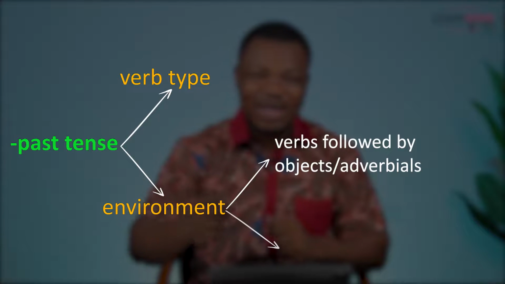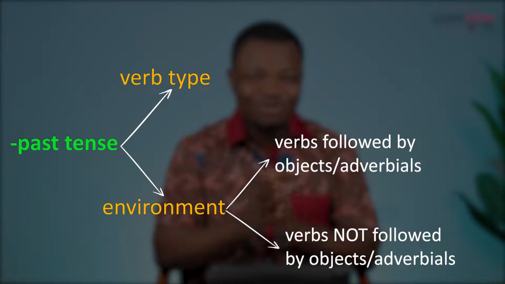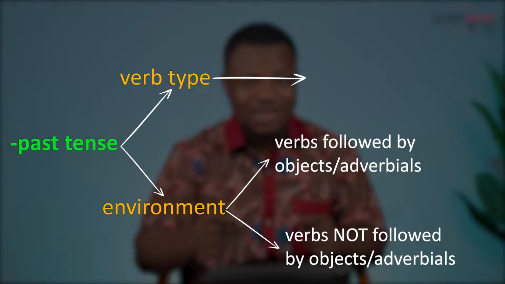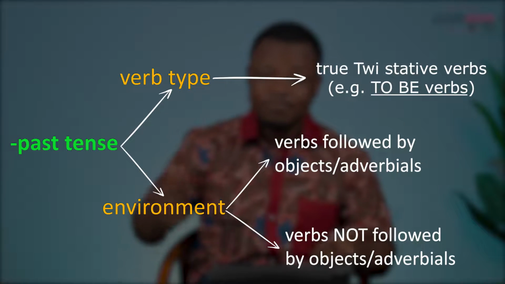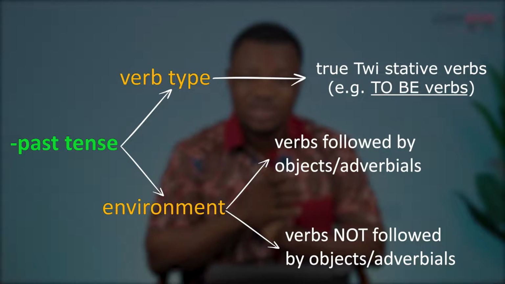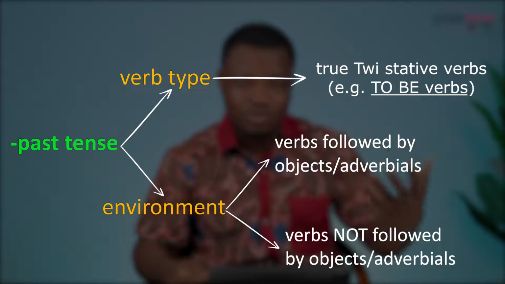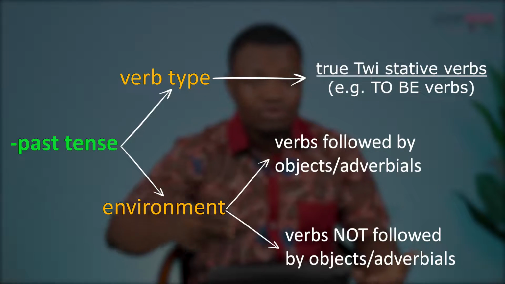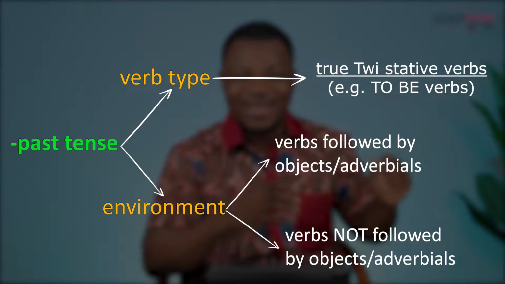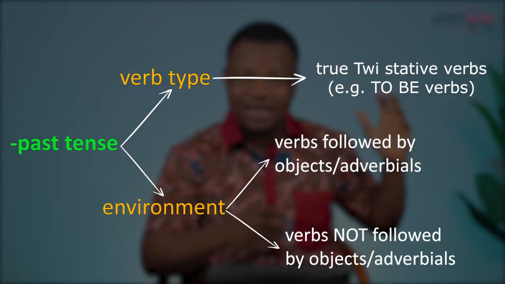And then we moved on to look at how to form the simple past tense of TWI verbs that are not being followed by objects nor adverbials. And then we moved on to look at how to form the simple past tense of our to be verbs. So we looked at our to be verbs in another series. You can click on the link above to go check them out. So we looked at how to form the simple past tense of our to be verbs, as well as all true stative verbs. If you check that lesson, you understand what I mean by true stative verbs, okay? So we looked at that in our last lesson.